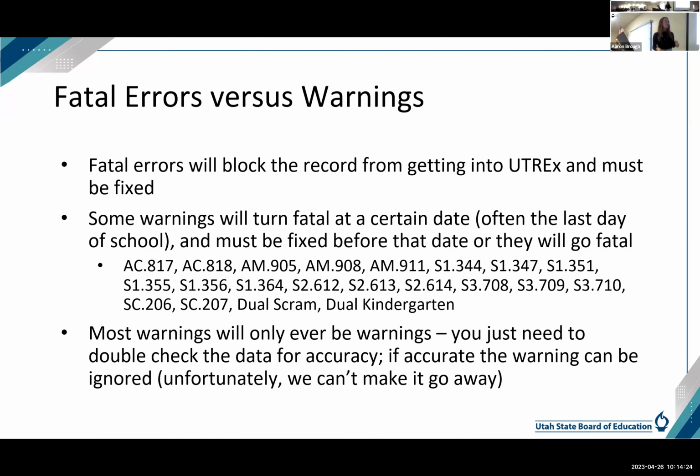There are some warnings that will turn fatal at a certain date, usually the last day of the school year, and it must be fixed before that date or it will go fatal. And here's a list of these warnings that are ones that turn fatal. And there's also, most of the warnings will only ever be warnings. You just need to ensure that the data that you've submitted are accurate. And if they are, then you're free to ignore the warnings. Unfortunately, we can't make those little orange numbers go away. They're going to be there, but rest assured that if the data are accurate, it's okay. You can ignore those warnings.